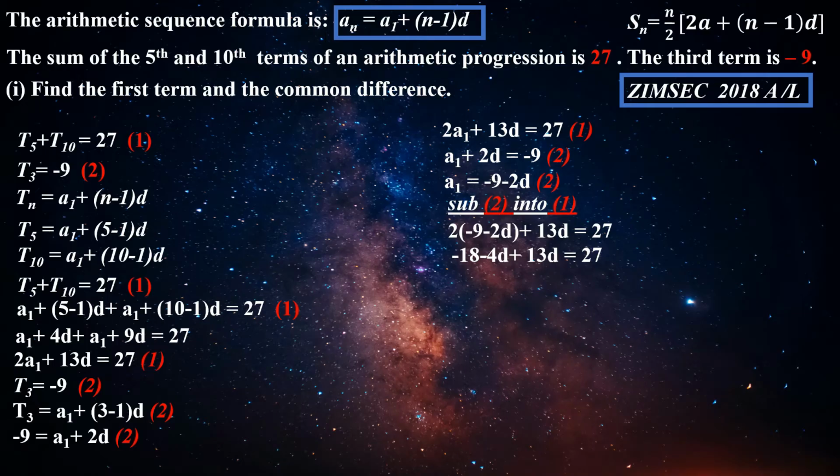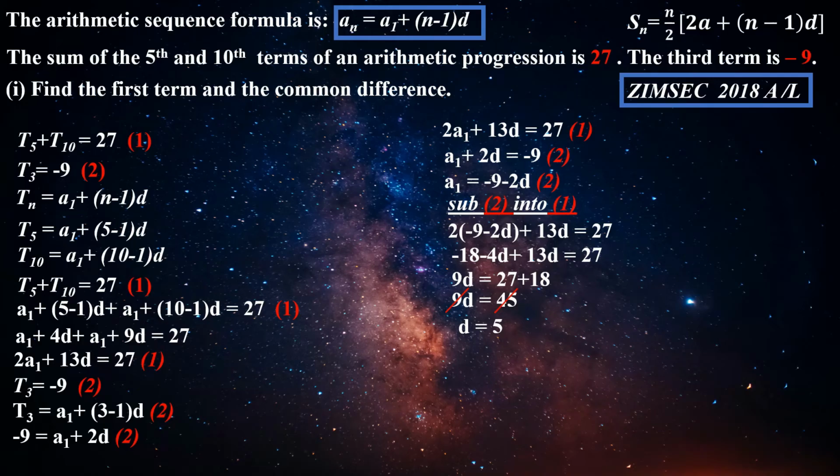So negative 4d plus 13d, that is going to give us 9d, and we're going to have negative 18 plus 27 right there. We're also going to move 18 to the other side, and the sign is going to change, right? And we're going to have 9d is equal to 45. So divide both sides by 9, we're going to get our d as 5. That is going to be the common difference, right?